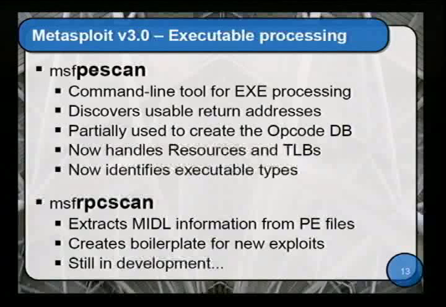So, a couple of command line tools. We have this thing called MSFPE scan. If you're ever trying to figure out how to pull information out of a Windows executable in a way that doesn't hurt, you can use PE scan for that. This lets you do things like search a given executable for return addresses, for certain patterns, for strings. Eventually, it's going to be able to dump resource sections.